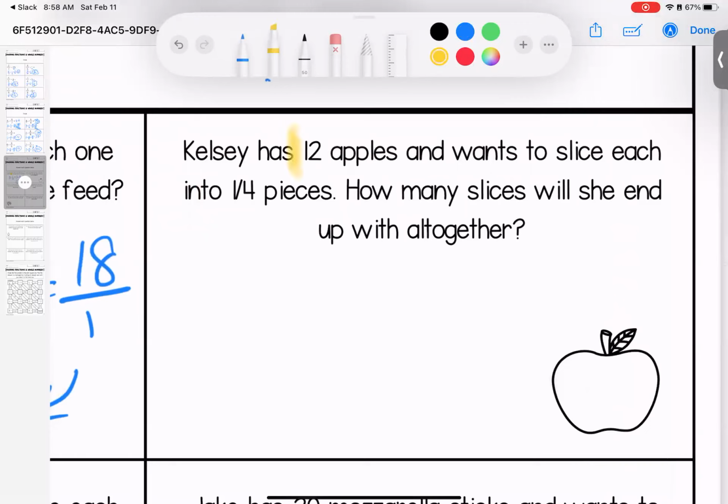Kelsey has 12 apples. She wants to slice them into 1/4 pieces. How many slices will she end up with altogether? So 12 apples, she wants to divide them into 1/4.